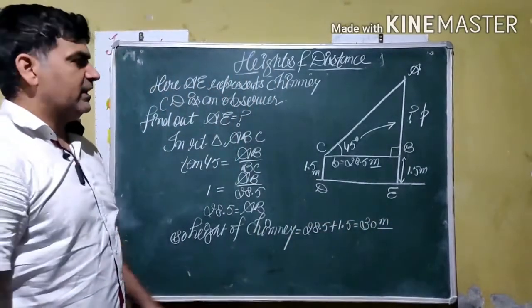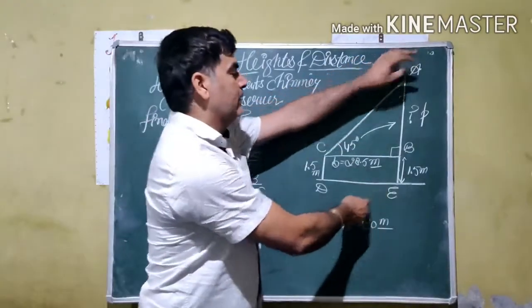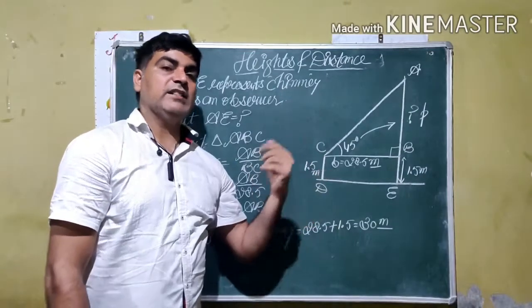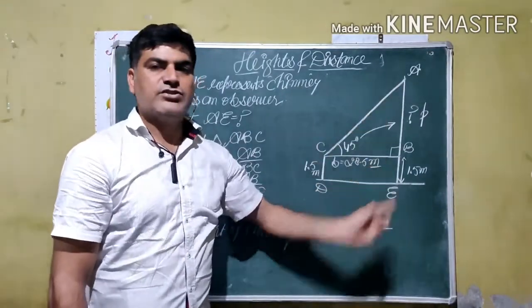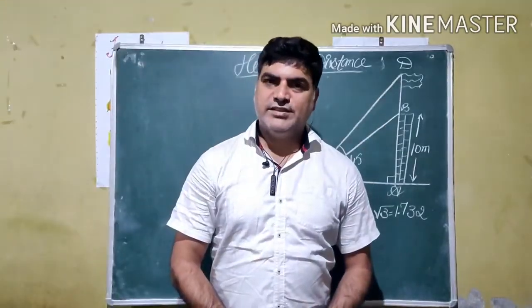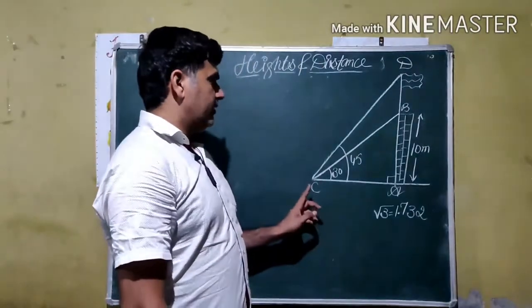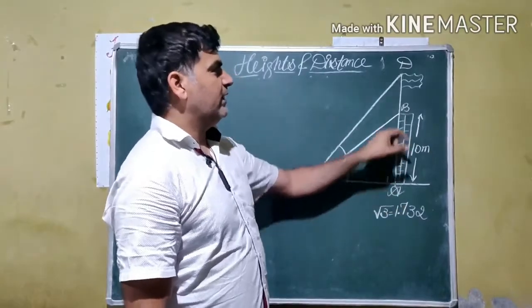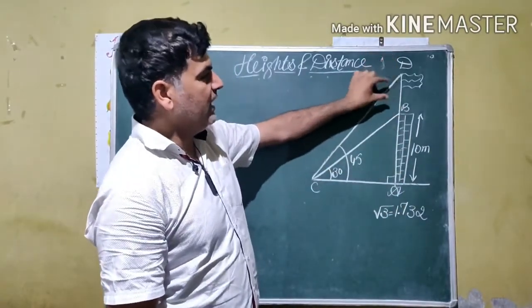So like this, we can find out the height of a given object when the observer is standing some distance away from the building, or another object, here a chimney. Our next example is an observer standing here and watching a building. On the top of the building, there is a flag hoisted with the help of a stick.